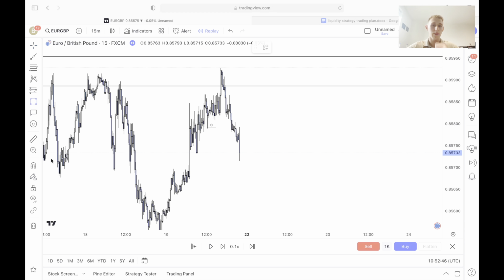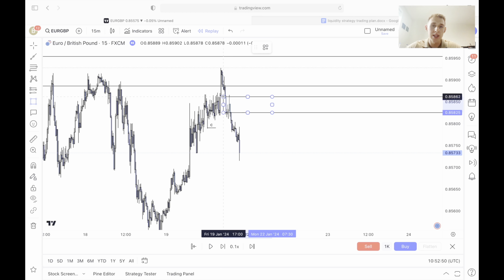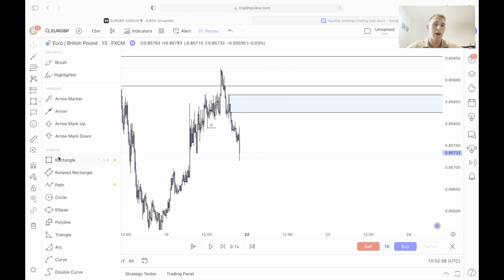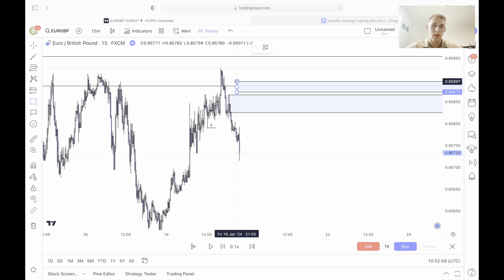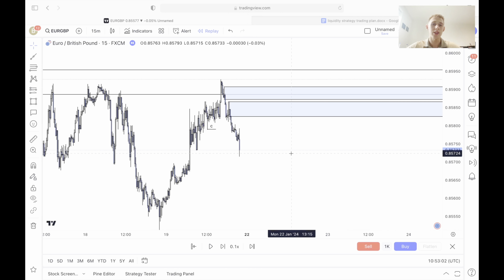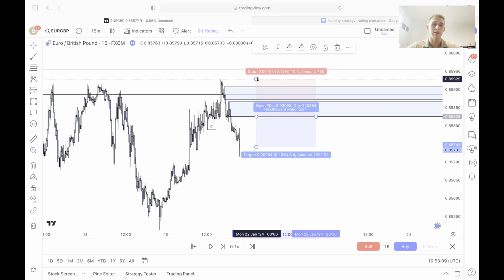So for myself, what we can identify is that we have this area of supply just here, and we also have this one above, which was left imbalanced. So in a scenario like this, I would simply enter on the lowest one and then just have stops above the high.